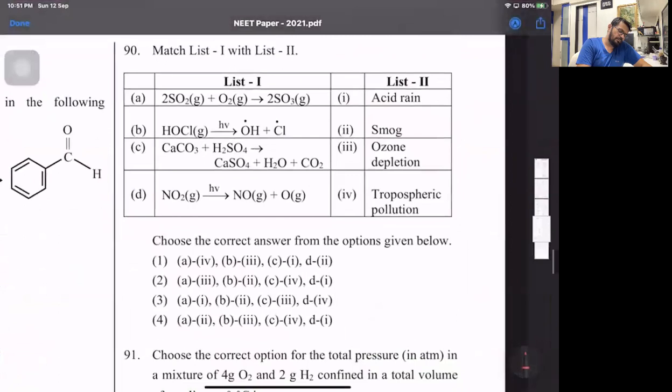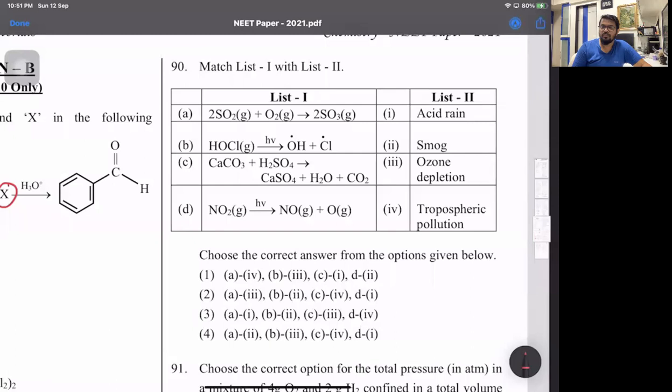Then the 90th one. Now this was really a good one from environmental pollution. Those who have read properly, they only will be able to get it. Is this clear? First one, SO2 plus O2 gives SO3. Many feel acid rain character. Acid rain is formation of H2SO4. Formation of SO3 is tropospheric pollution. So the A1 is 4. Now if you see in the options, only one option fits for A4. That is the first one.